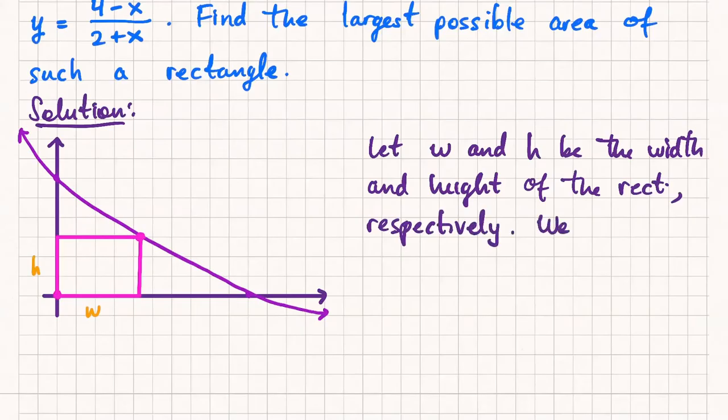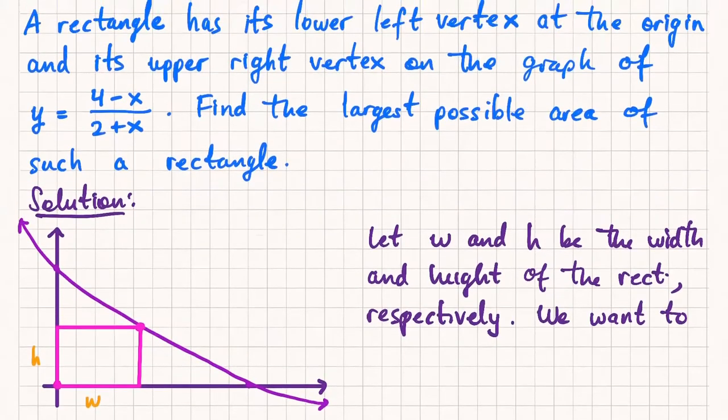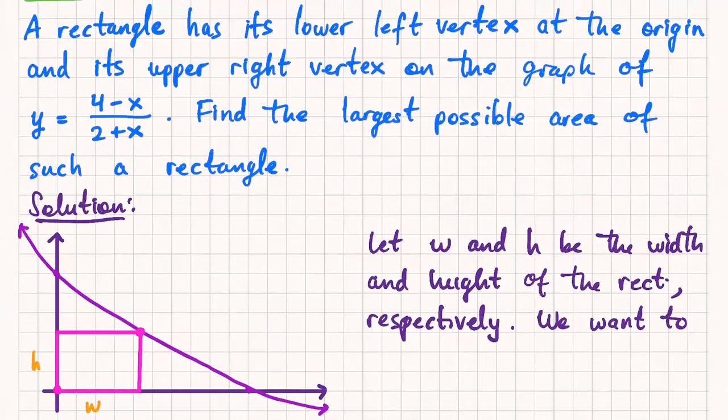Okay, what is our objective function in terms of W and H? We want to do what? Do I want to minimize something? Do I want to maximize something? And then what is that function?